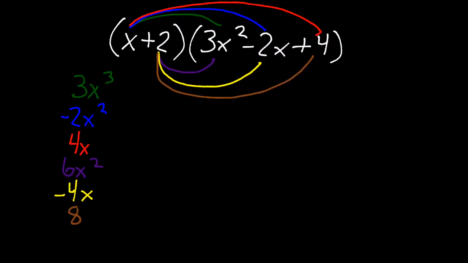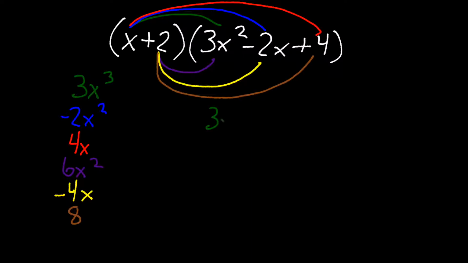So, just like before, each term was multiplied twice. No, actually that's not true. Each term inside here was multiplied twice. Each term in the binomial was multiplied 3 times. And that happens. So now we have to put this all together. 3x cubed minus 2x squared plus 4x plus 6x squared minus 4x plus 8. So let's put these all together now.